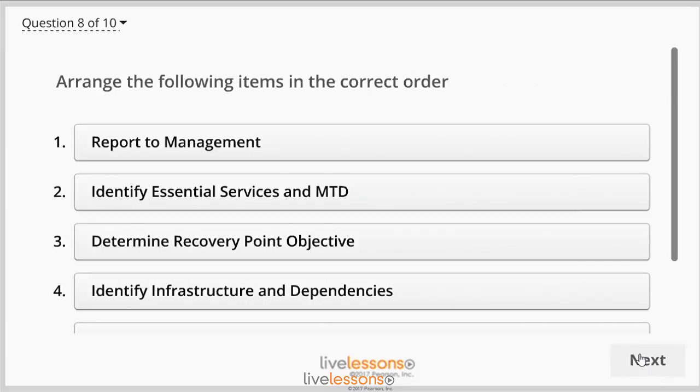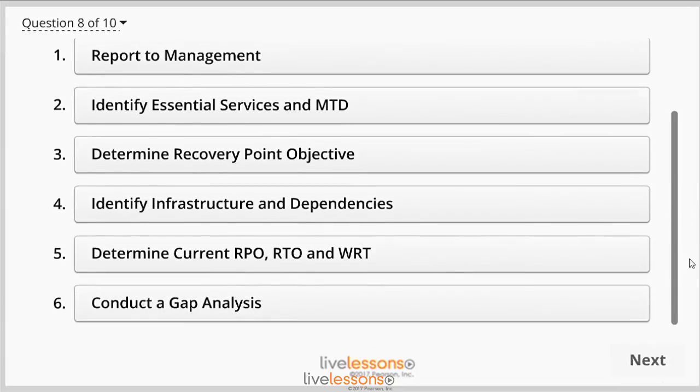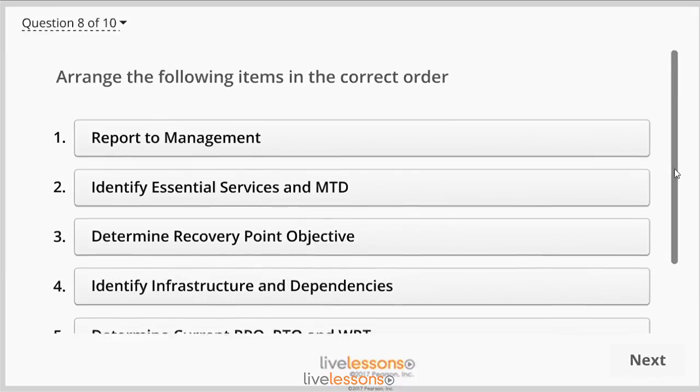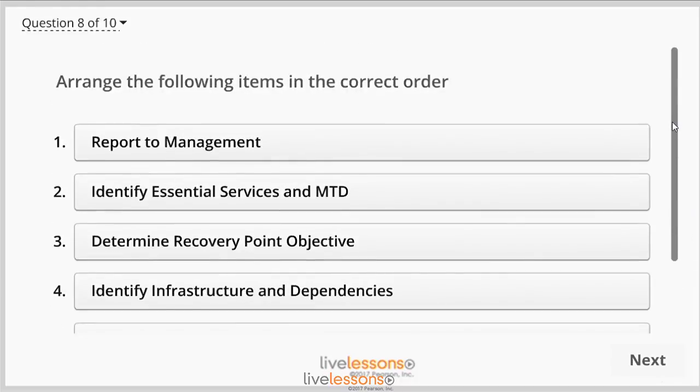Now, you may get some drag and drop that's going to require you to put items in the correct order. You'll also notice over on the right-hand side of my screen that I have a scroll bar. You want to be on the lookout for that because a scroll bar tells you that there's more than what you see on the screen, and you want to make sure that you don't miss those answers or those pieces there. So, really what they're saying is we need to arrange the following in the correct order.